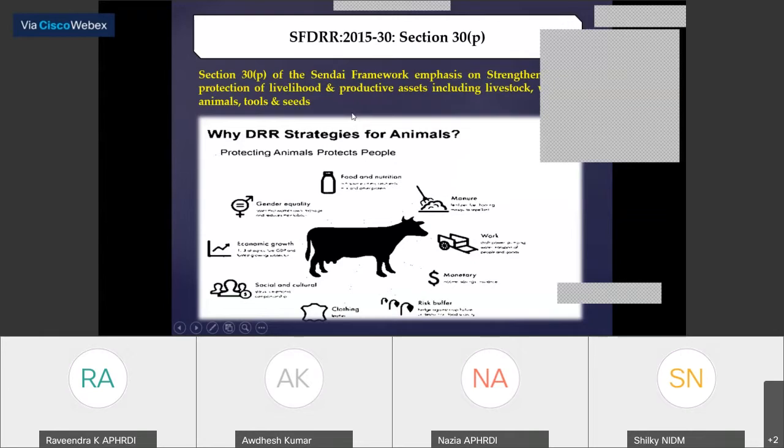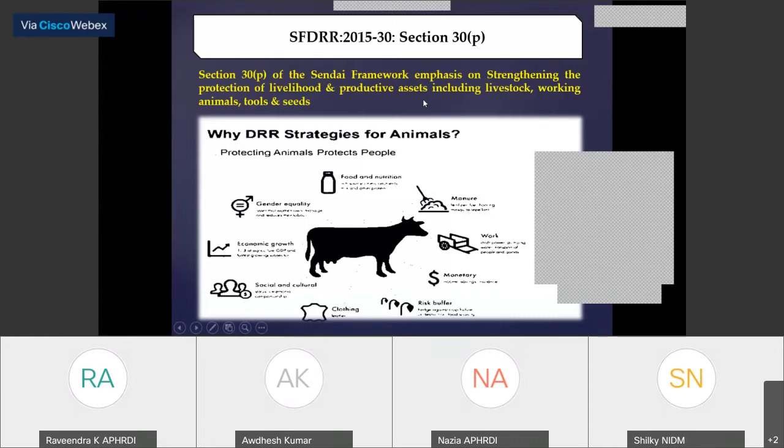Now, the second phase of this presentation was the technological intervention. Now I'm coming to the point mentioned in the SFDRR 2015 to 30, that is the Sendai Framework for Disaster Risk Reduction, Section 30P. Section 30P of the Sendai Framework emphasizes strengthening the protection of livelihoods and productive assets, including livestock, working animals, and tools and seed.